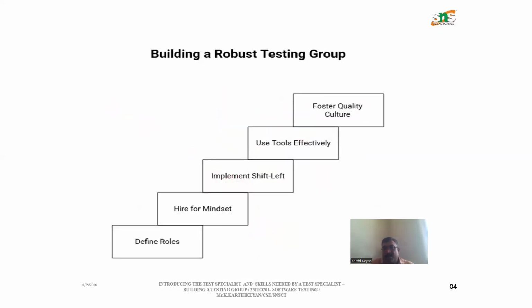This is building a robust test group. The first step is to define the roles, second, hire for the right mindset, third, implement shift left, use tools effectively, and foster a quality culture. These things are needed at every stage of your projects. For example, who is the manager and what is the role? Your assistant, what is the role? You can define your roles and the mindset. So what is going on in your project, what stages are completed, what stages are available, you can find out and complete your solution.